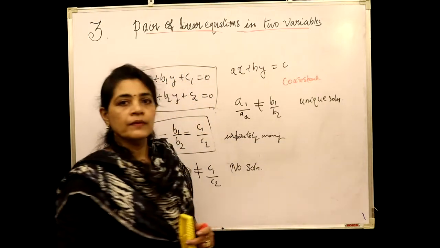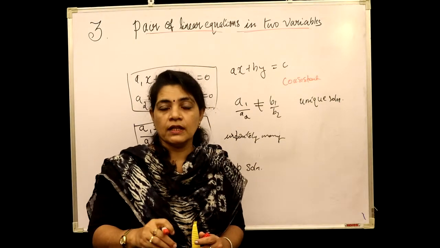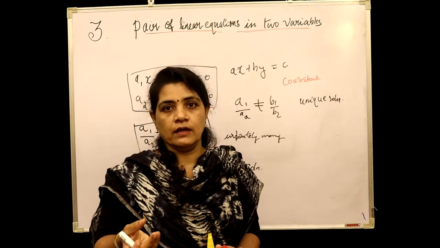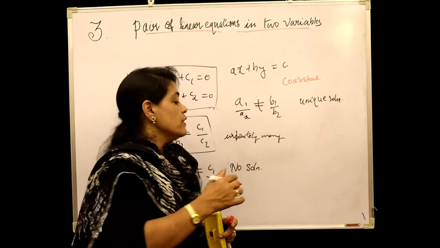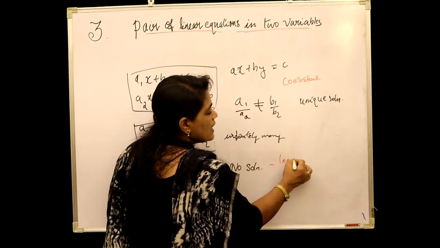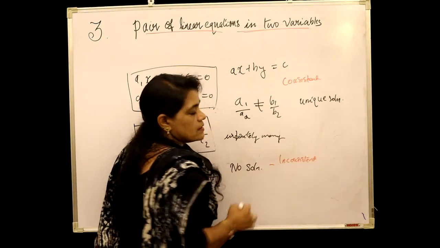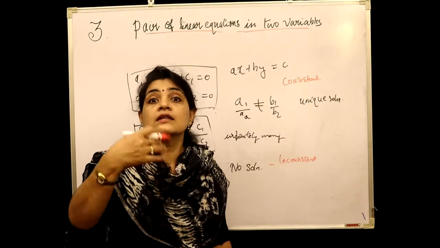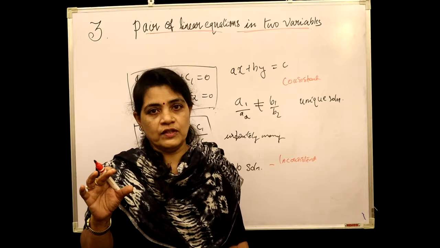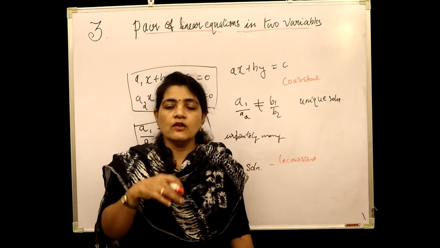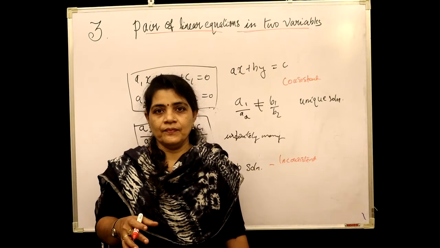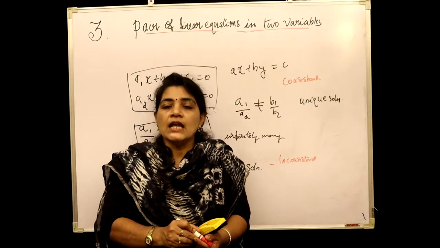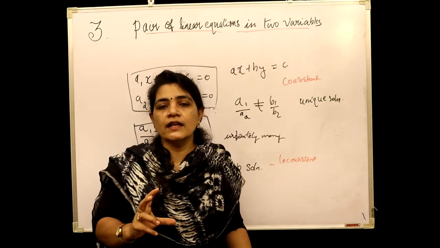Consistent. Okay, that means it has solution, that is for some values that a pair of linear equations in two variable will satisfy. Okay, if it has no solution, we will say it is inconsistent, no solution. Okay, so how can we check whether the given pair is consistent or inconsistent? By checking their coefficient, by finding the ratios of their coefficients of x and y in both equations. Understood, children?